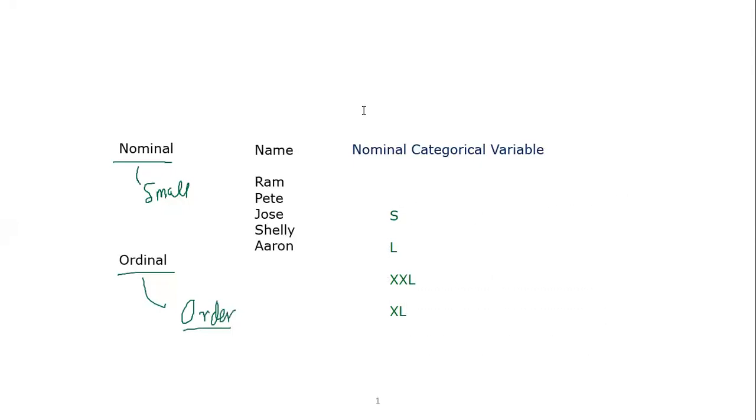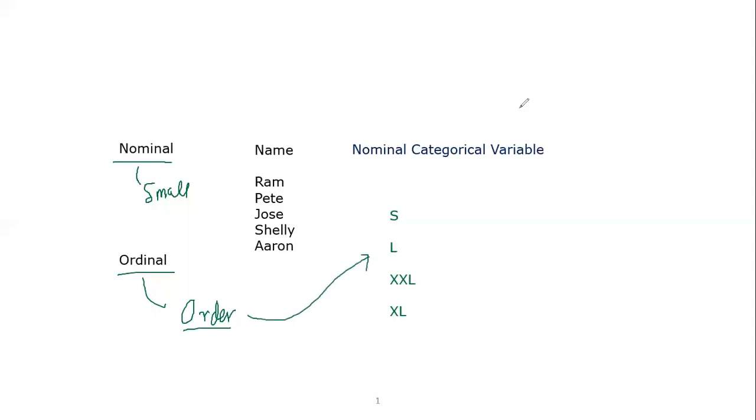First of all, can you tell me, is this a nominal variable? Is this a categorical variable, or is this a numerical variable? So C for categorical, N for numerical. Please reply in the chat box. Is this numerical or is this categorical? Okay, so you got it. It is a categorical variable. Now, do you see any order in this? Can you notice any order in this?